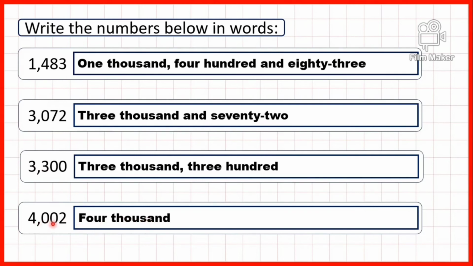But then, looking at the last 3 digits, we have 002. So we have zeros in our hundreds and in our tens. So we can just write and 2 to give us the number 4002. Again, remember, if we have 0 in our hundreds, then rather than writing a comma after the word thousand, we need to write and then the rest of our number.